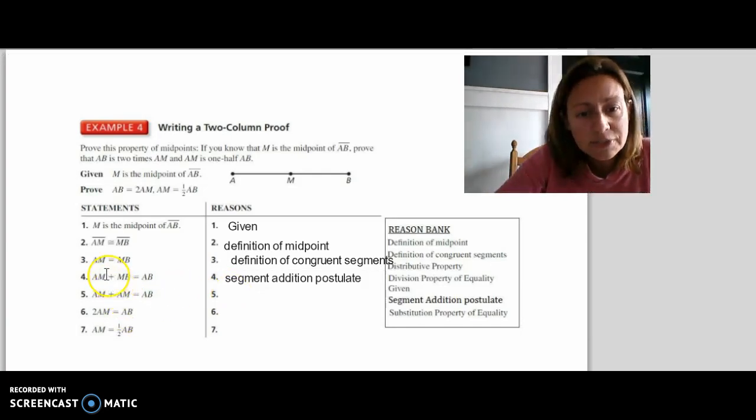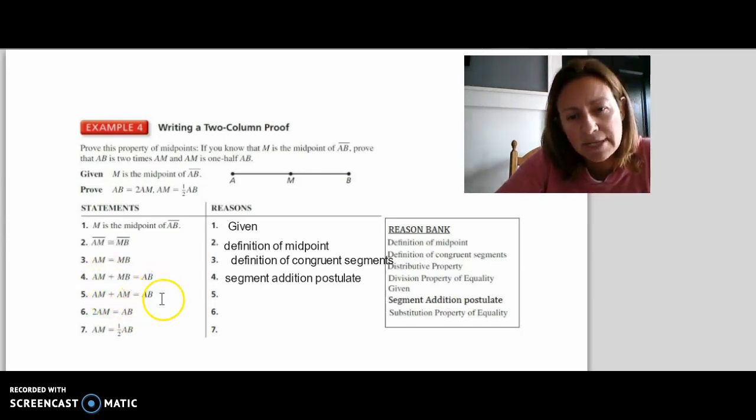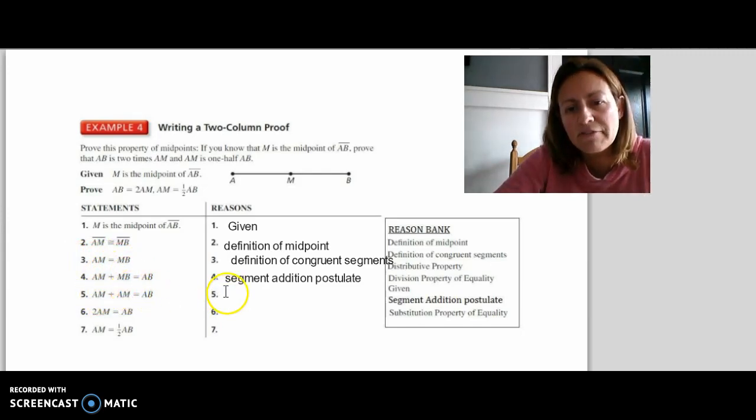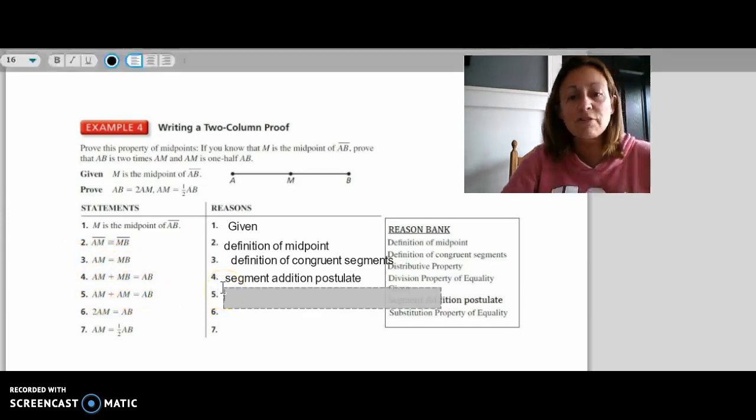Statement 5 is very similar to statement 4, except instead of AM plus MB equals AB, it says AM plus AM equals AB. It looks like there's been a substitution here. In place of MB, we have put AM instead, and that comes from statement 3. If you combine statements 3 and 4 together, you get statement 5. Because in statement 3, we have stated that AM and MB are equivalent. So we can use AM in place of MB, and that's called substitution property of equality.